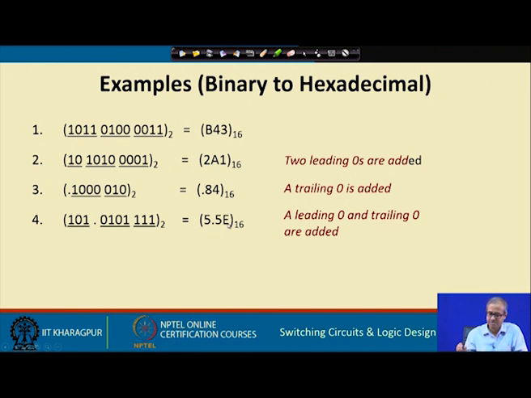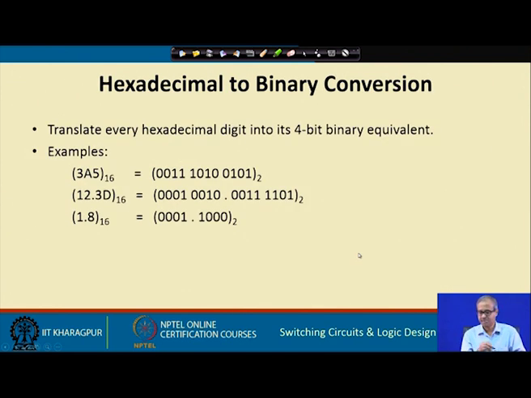So, this binary to hexadecimal is fairly simple, almost same as binary to octal, only the size of these groups are different. Hexadecimal to binary again is very simple. You take the hexadecimal digit, replace them by their 4-bit binary equivalents. 3A5, this is 3, this is A, this is 5. 12.3D, this is 1, 2, 3 and D. 1.8, 1, 8.